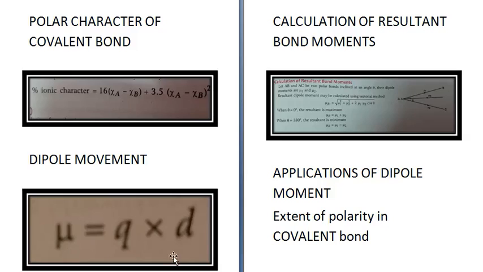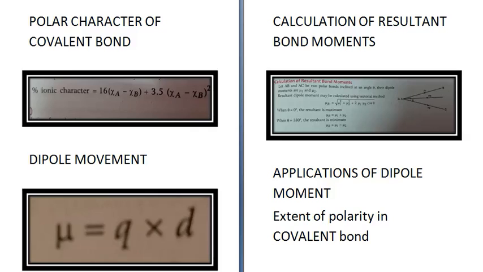The amount of charge is given by Q on either end of the molecule, multiplied by the distance between the charges. Distance is given by D. So mu is equal to Q into D. As Q is in the order of 10 to the power minus 10 ESU and D is in the order of 10 to the power minus 8 centimeter, mu is in the order of 10 to the power minus 18 ESU centimeter.